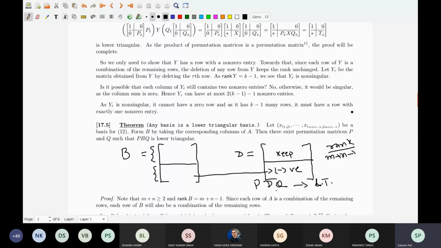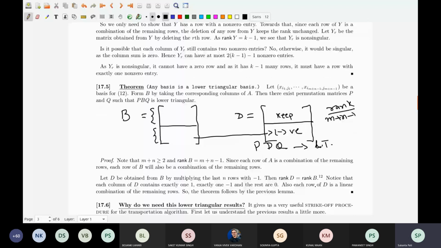And then you will ask this question. Now, what will we do with this lower triangular information? Suppose somebody said that I have this information: any basis is a lower triangular basis. What will I do with this information? Now, with this information, you can develop a very important test to see whether a given set of m plus n minus 1 variables form a basis or they do not form a basis. Okay, so that is what we can do.